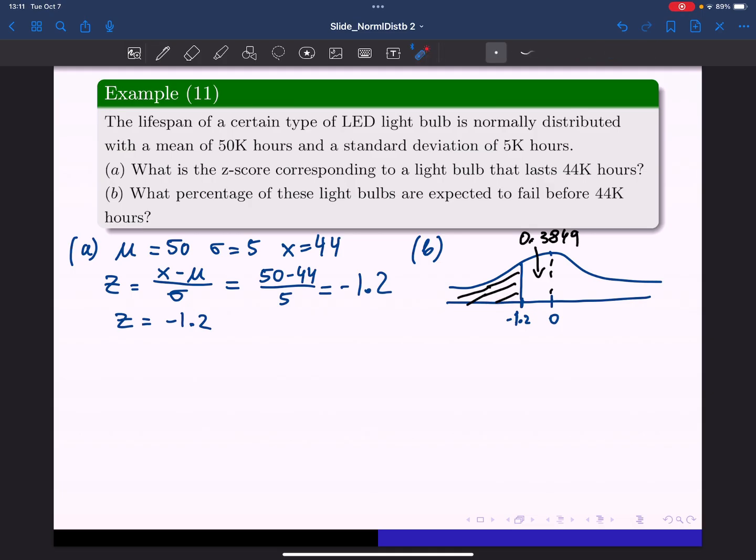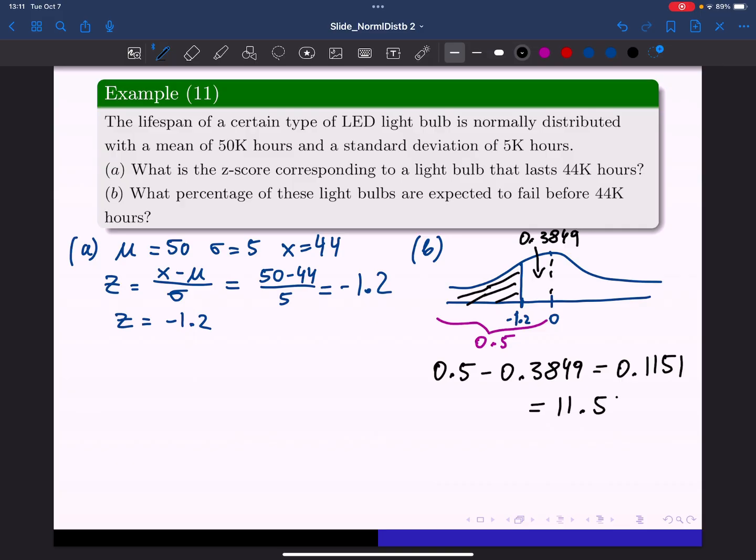So what we can do, the total area is half, 0.5, right? So we know that the total area is 0.5. So to find our given area, we simply go 0.5 minus 0.3849, and that gives me 0.1151, and in percentage this is 11.51%. So 11.51% of bulbs are expected to fail before 44,000 hours.